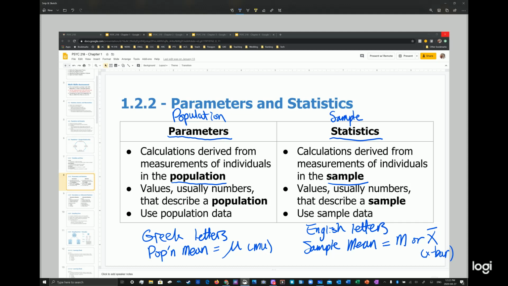It is a sample measurement, a sample score. That's a statistic. Statistical procedures themselves, we call those statistics because that's how we do this research. That's how we analyze data.